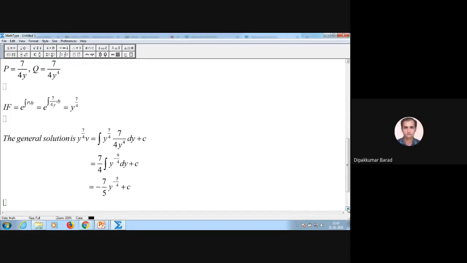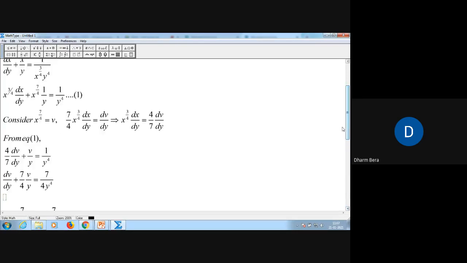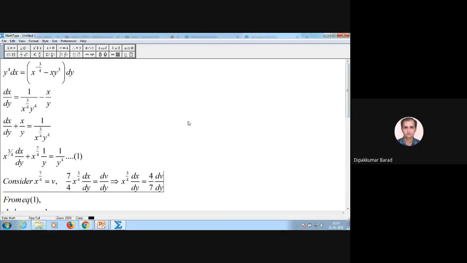Why have we considered x raised to 7 by 4? Why is 7 by 4 in front of x raised to 3 by 4 here? Okay. Yes. So yeah, we have to take the derivative with respect to y.